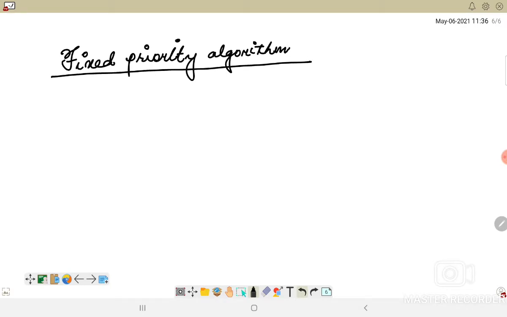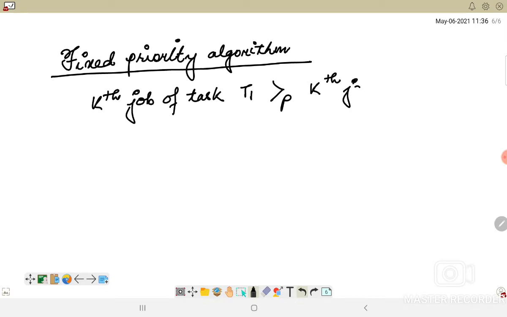In this particular algorithm, if the kth job of task T1 has a higher priority than the kth job of task T2 according to some specified scheduling event, then every job of T1 will always execute first, then the job of T2.